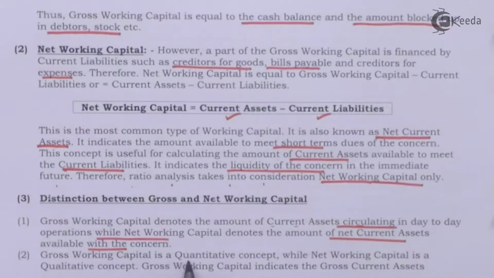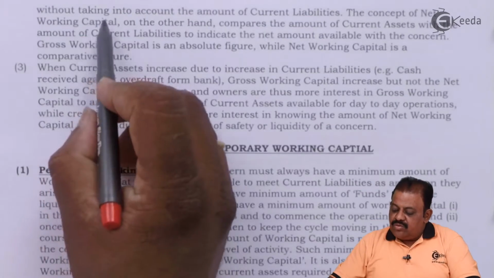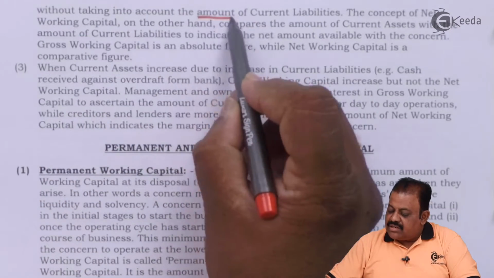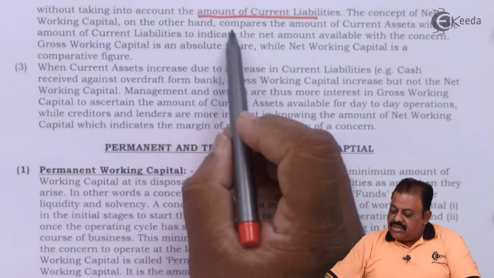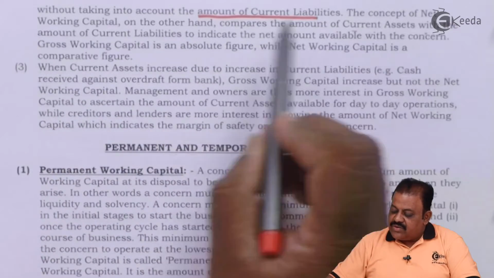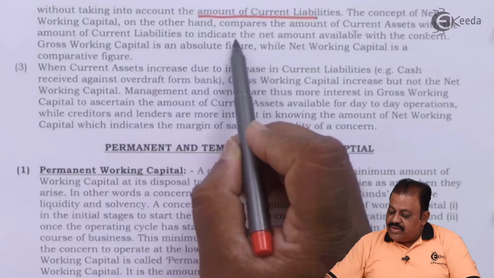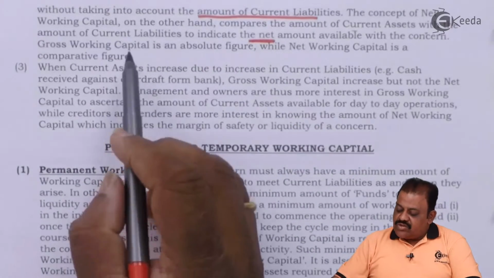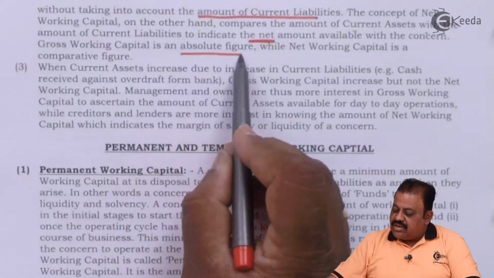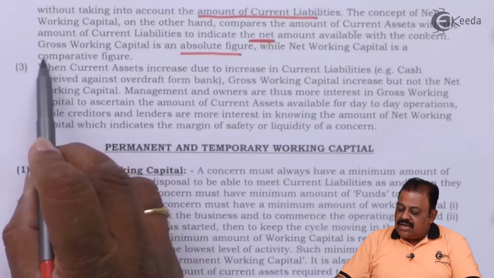Gross working capital is a quantitative concept, while the net working capital is a qualitative concept. Gross working capital indicates the gross current assets without taking into account the amount of current liabilities. The concept of net working capital, on the other hand, compares the amount of current asset with amount of current liabilities to indicate net amount available with the concern. Gross working capital is an absolute figure, while the net working capital is a comparative figure.